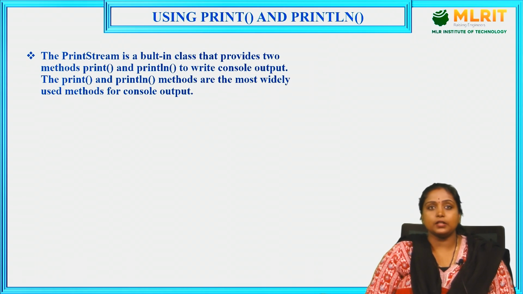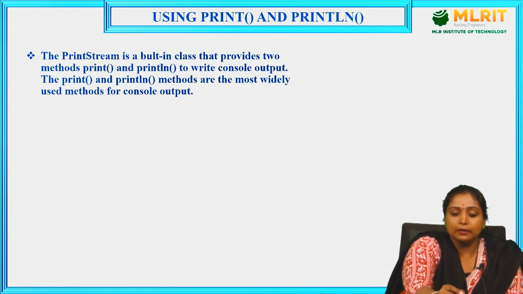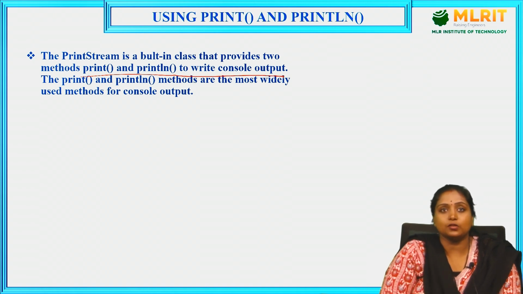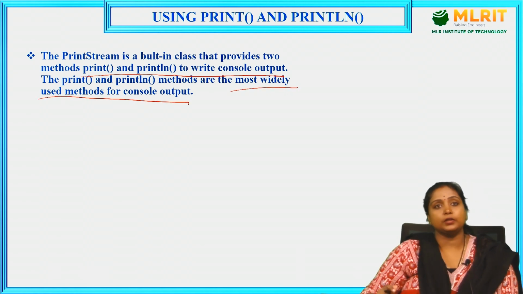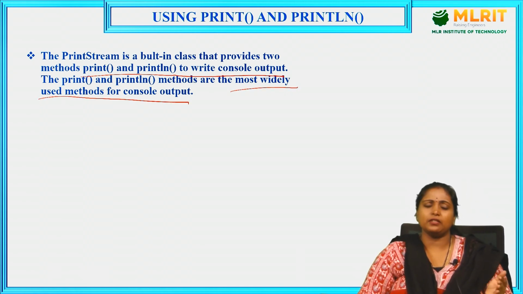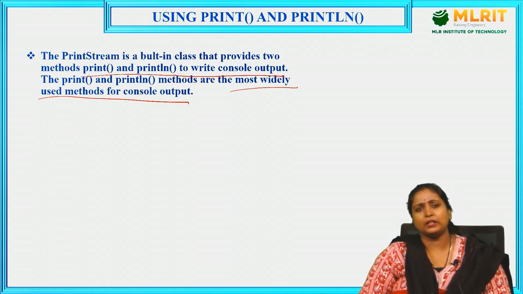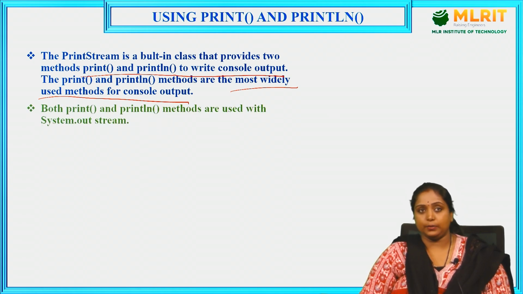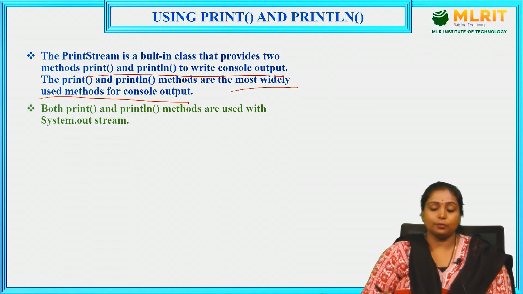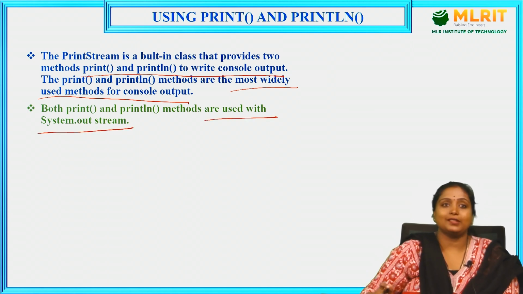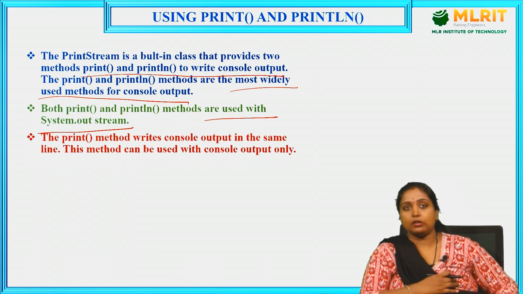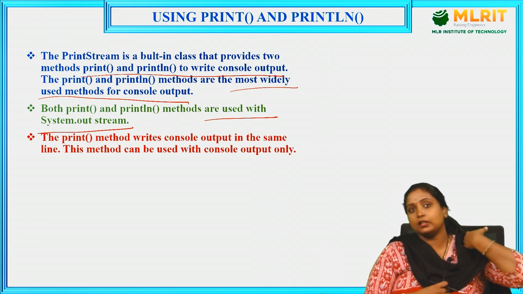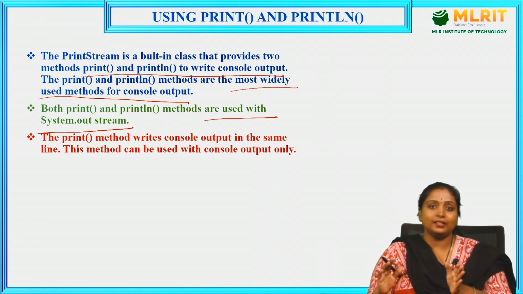Using the first method, using PrintStream, PrintStream is a built-in class which provides two methods called print and println in order to write to the console's output. These are the most widely used methods for the console screen. Whenever you work in Java, we use only print and println rather than the write method, which is most commonly used. And these are used within the System.out stream. Whatever you write in a print or println method would be written the same as it is on the console screen.